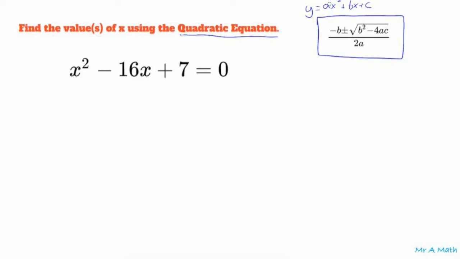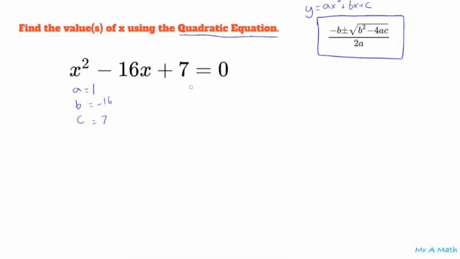So the amount of x squareds I have is a, which is right here. The amount of x's I have is b, and the amount of c's I have is the number of ones we have here. So right away, I need to figure out what my a, my b, and my c are. In this equation, the amount of x squareds I have is just 1, so a would be just 1. The amount of x's I have is negative 16, so I'm going to get that here. And then c, the amount of ones I have, is just 7.